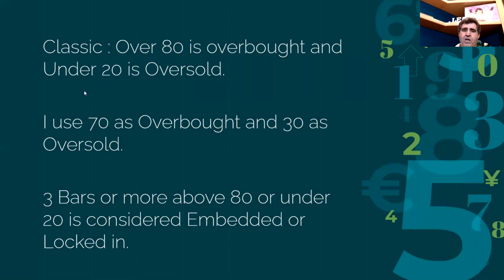So the classic stochastics, when George Lane came up with it, he looked at it as an oscillator, and it goes from 0 to 100. If it's over 80, we are overbought. And when we are overbought, again, not necessarily do you have to short the market, that means get out of your positions. If you go under 20, if you're shorting the market, get out of your short positions.